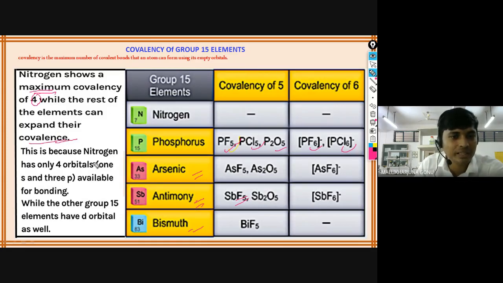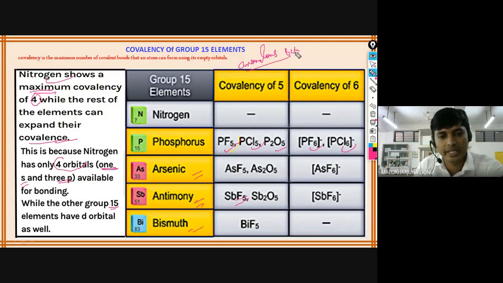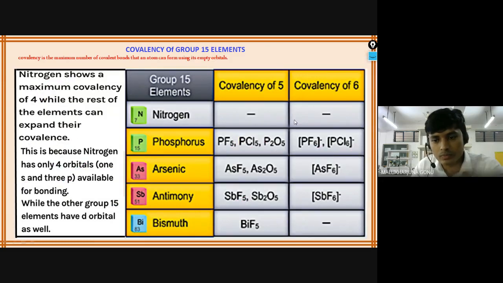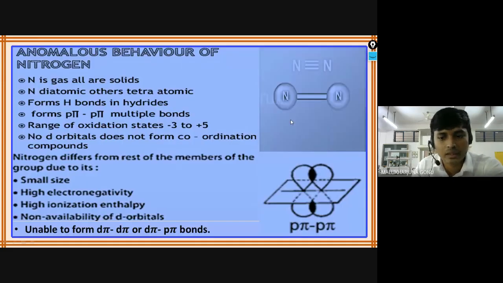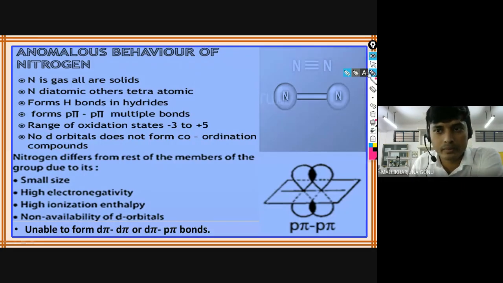Why is this? Because nitrogen has only 4 orbitals, which are 1s and 3p orbitals, available for bonding. Only these many orbitals. While other group 15 elements have d orbitals as well. This is how nitrogen shows anomalous behavior, different from other elements in the 15th group. Next, what are these anomalous behaviors? We will check point by point.